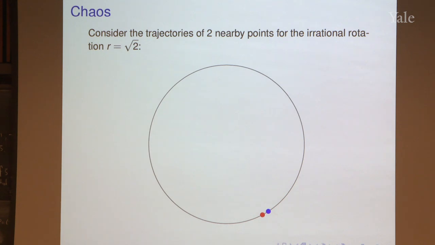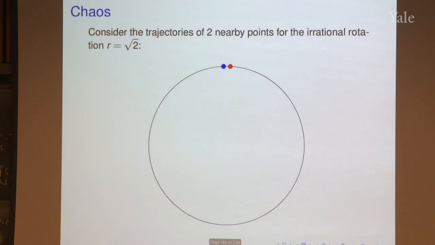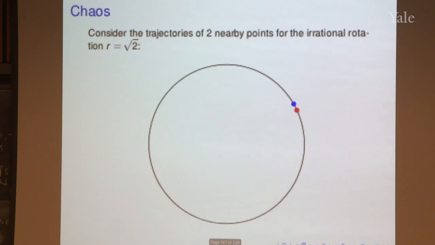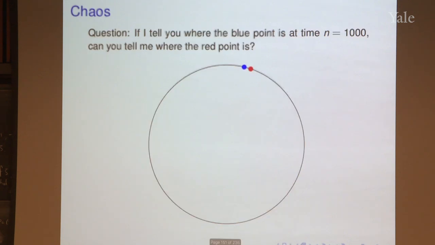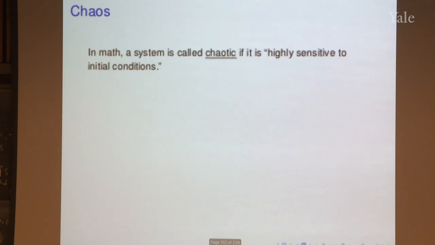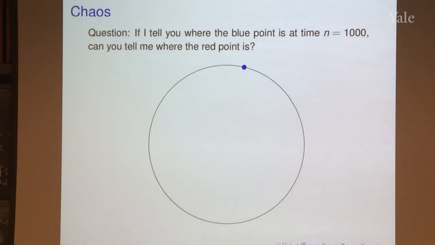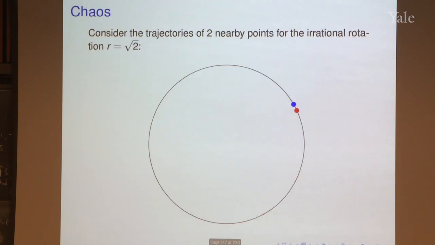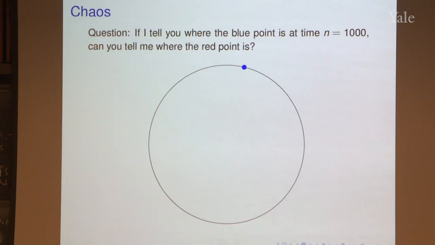So let's look at two points and rotate by an irrational number. My points here are in red and blue. I rotate. Sorry. OK, so based on what we've been seeing, if I tell you where the blue point is at time n equals 1,000, can you tell me where the red point is? Yeah, I mean, look, we've watched them. They just stick together. They're not getting farther or closer apart. So if you know where the blue point is, you know exactly where the red point is, right? So even though this transformation is sort of complicated in one sense, it's also pretty simple in another sense.